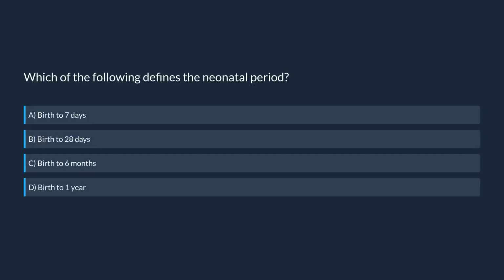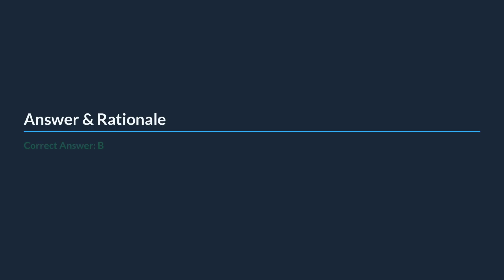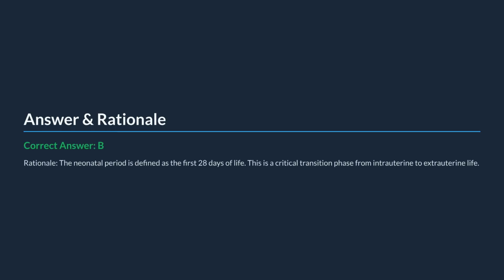Let's start with a foundational question. Which of the following correctly defines the neonatal period? The correct answer is B. The neonatal period covers the first 28 days of life, marking a crucial transition from intrauterine to extrauterine life.